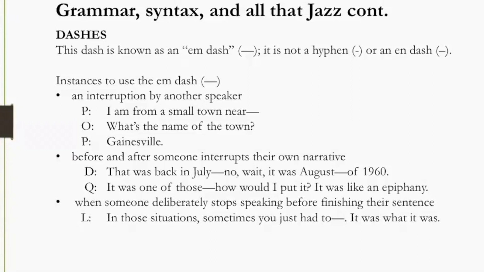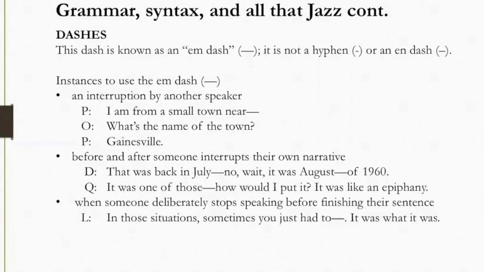Along with dialogues, the person themselves also can interrupt themselves. As we speak, we tend to have multiple thoughts at once and change what we want to say, how we say it. I've done it probably multiple times through this presentation. So in those cases, we would document that as well. And a lot of people are trying to remember some memory that they haven't gone back to in a while. So things change. So for that example, this person is saying, "That was back in July." They interrupt themselves. "No, wait, it was August." Interrupt, and then back into the sentence of 1960. And another one, "It was one of those, how would I put it? It was like an epiphany."